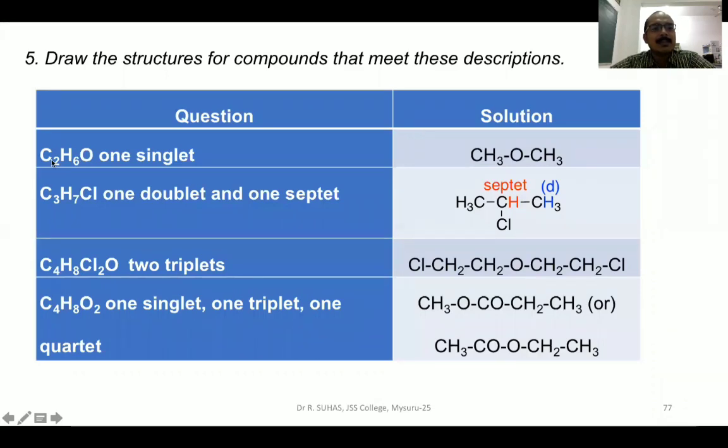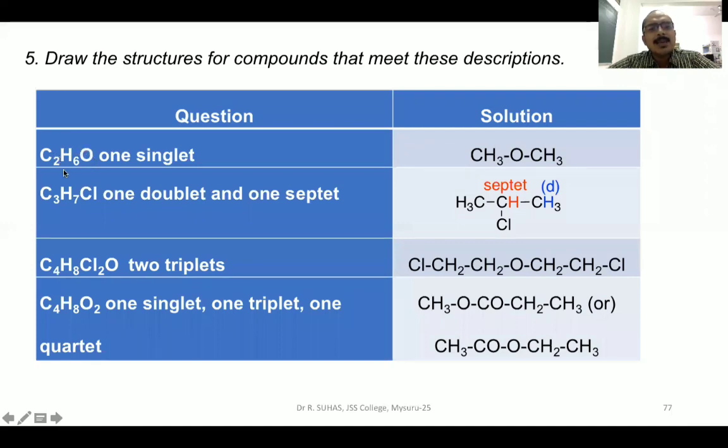The first one is C2H6O. It is showing only one singlet. If such a question is asked in the examination, normally you first go for the calculation of DBE, that is double bond equivalent. For this compound, the double bond equivalent will be 0, indicating that this compound has not got any unsaturation. Now there is only one O and there is only one singlet in the molecule. Now we have to check what we are going to get.